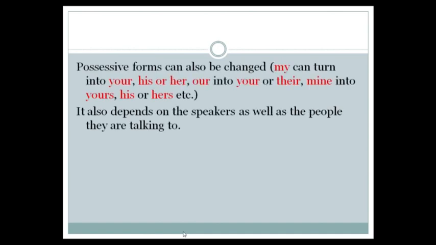Possessive forms can also be changed. My can turn into your, his, or her. Our into your or their. Mine into yours, his, or hers, etc. It also depends on the speakers as well as the people they are talking to.